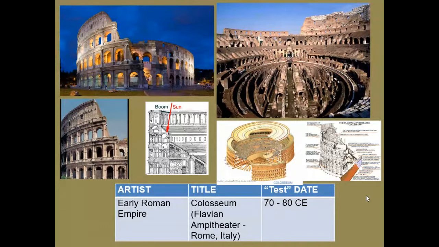There's some debate over whether or not it's a legend that one of the first games that was held was a mock naval battle, which involved flooding the floor of the arena and floating small replicas of warships within it. But we do know that they were able to drain and transport water, so there is debate still about whether that's a legend or fact.